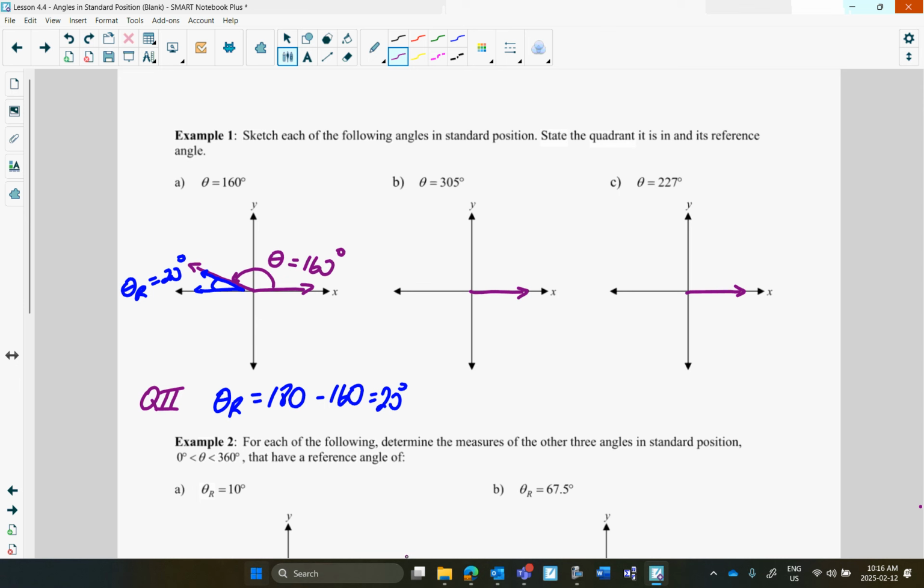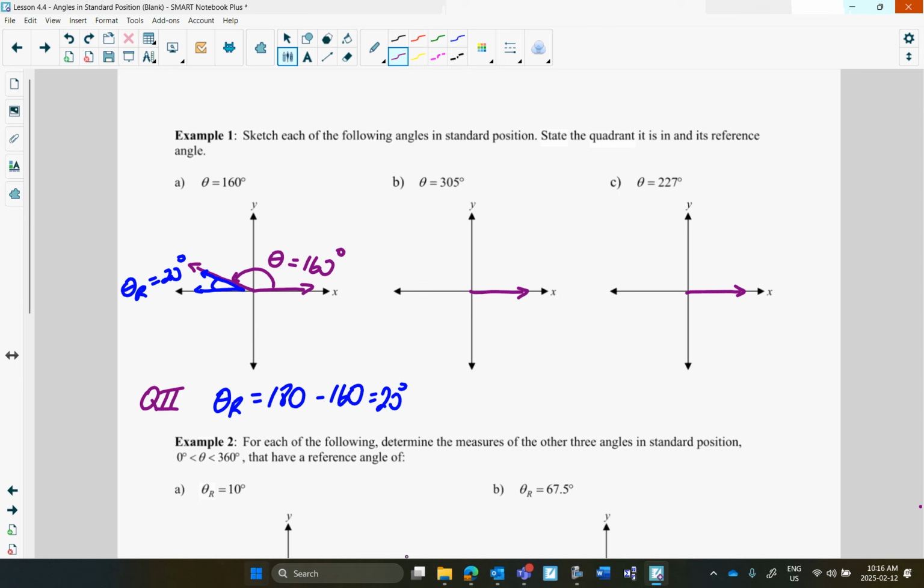305. Well, let's establish what quadrant. 4. It's going to go somewhere in here. Well, remember, this is 270. All the way around is 360. So halfway into this would be 270 plus 45, which is 315. That would be halfway. So it's going to be a little closer to this, right?